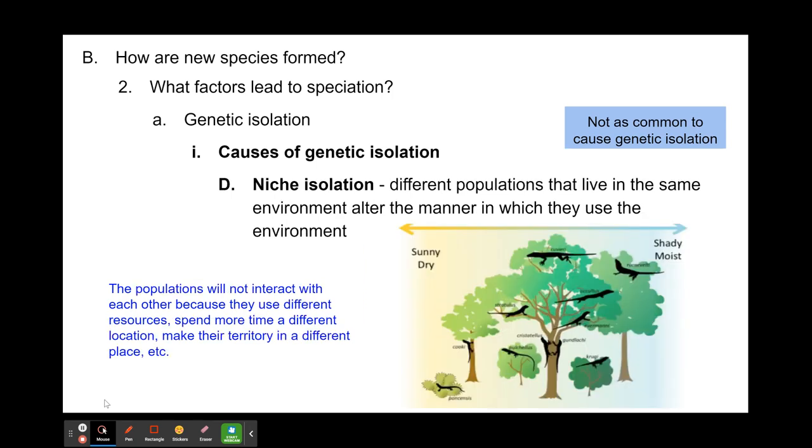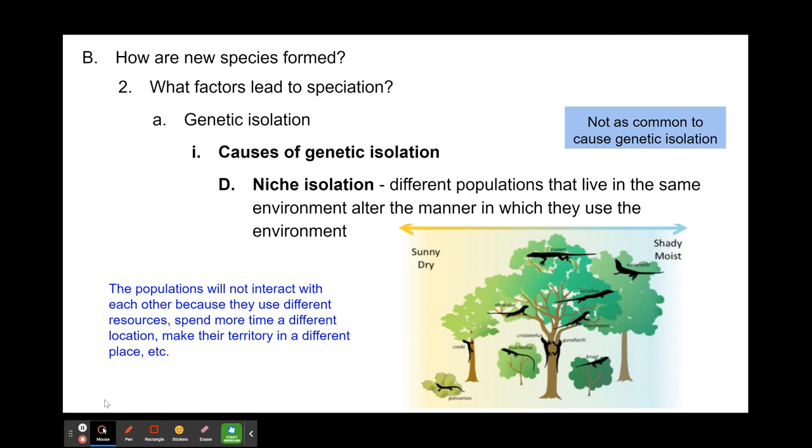Last one, niche isolation. A niche is a role in the ecosystem that an organism plays. Each role is unique for a species to fill in an ecosystem. A niche can be defined by how individuals use resources, what specific resources they use and when, where they fit in a food web and who they interact with, what relationships they have with other organisms, etc. Combine all of those things and you define an organism's niche. Well, environmental factors and selection pressures can cause two populations' niche to change in different ways.